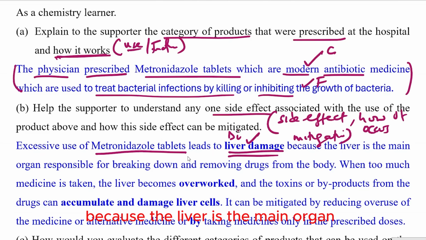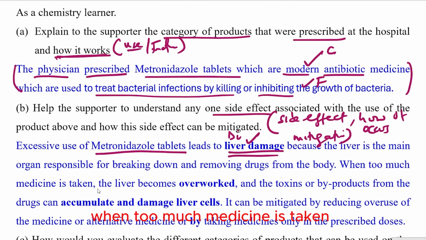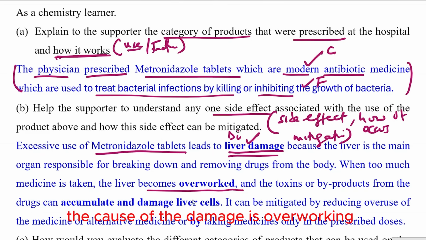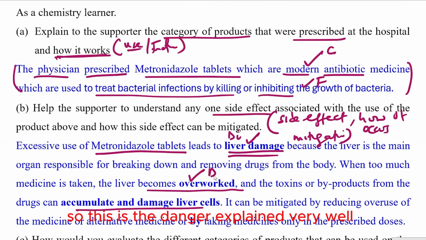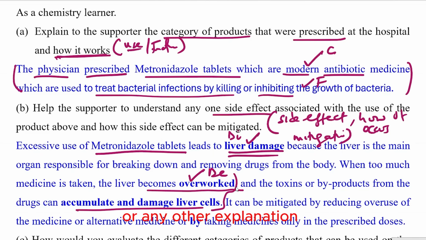Because the liver is the main organ responsible for breaking down and removing drugs. When too much medicine is taken, the liver is overworked. So the cause of the damage is overworking and accumulation of toxins here. So this is the danger explained very well. So bring out the science. You will not score by putting any other response here or any other explanation.